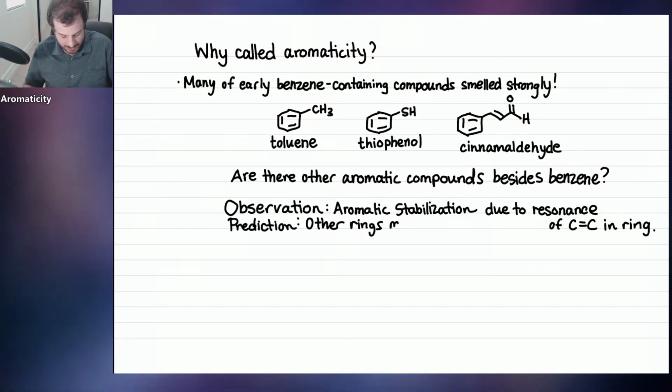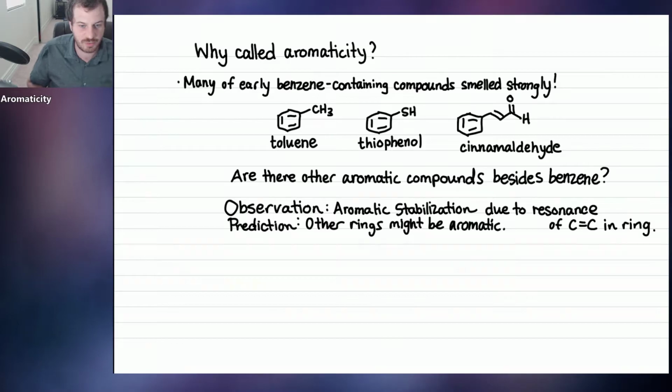Might be aromatic. So chemists did what chemists do, and they do an experiment. They're like, well, okay, the 6-membered ring with alternating double bonds is aromatic. Let's try and make a different one.